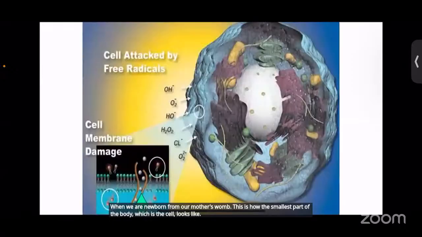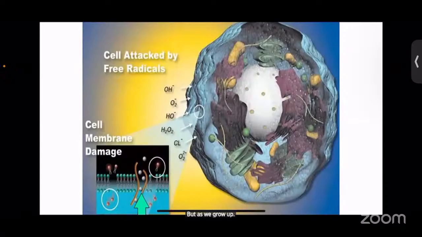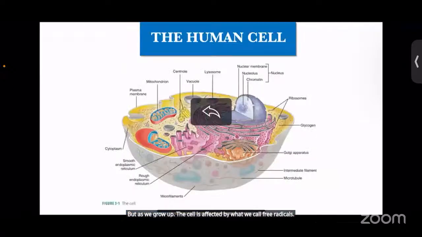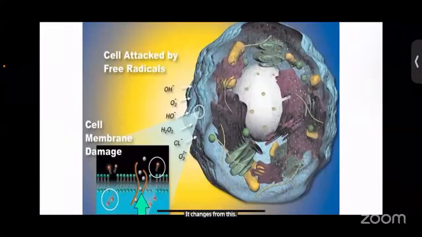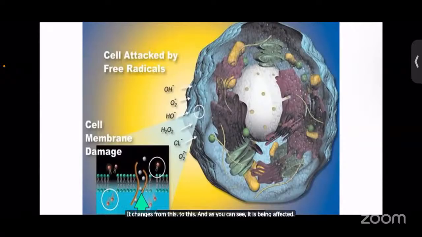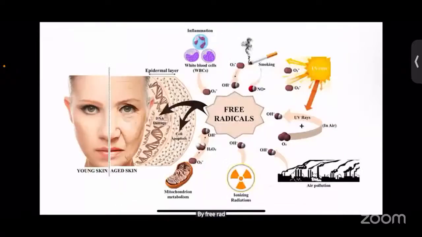But as we grow up, the cell is affected by what we call free radicals. It changes from this to this, and as you can see, it is being affected by free radicals. So, where do we get free radicals? The sources of free radicals are inevitable, like we cannot avoid them.